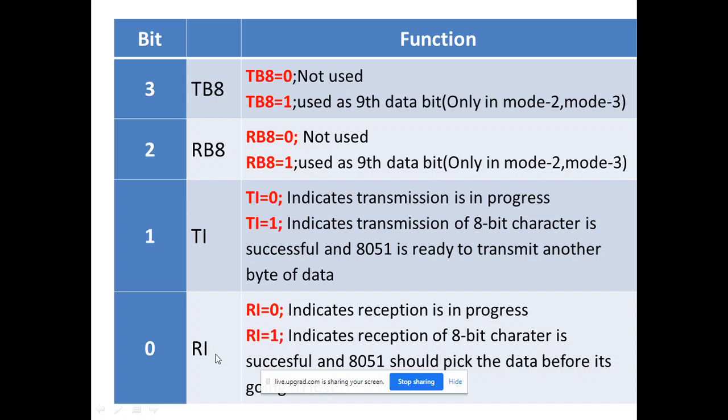Similar way, RI indicates the reception process. When the reception process is completed and new data has fully arrived, at that time RI becomes 1. Up to that, RI is initially 0. RI equal to 0 indicates that reception is not completed, and when RI is equal to 1, it indicates that new data is fully received inside the core, and then the controller will read that data. In this fashion, with the help of TI and RI, we are just checking whether our transmission and reception is completed or not.